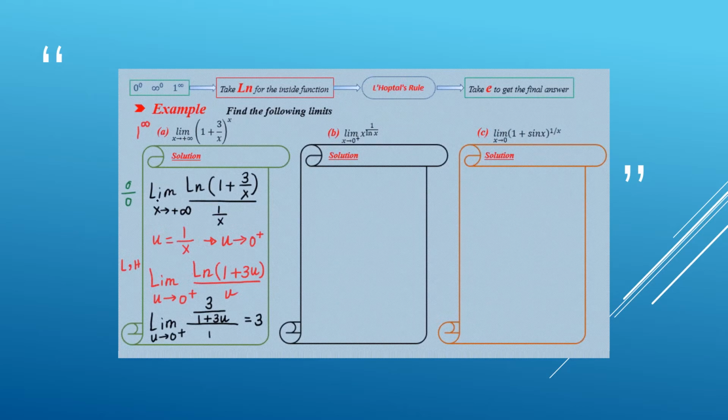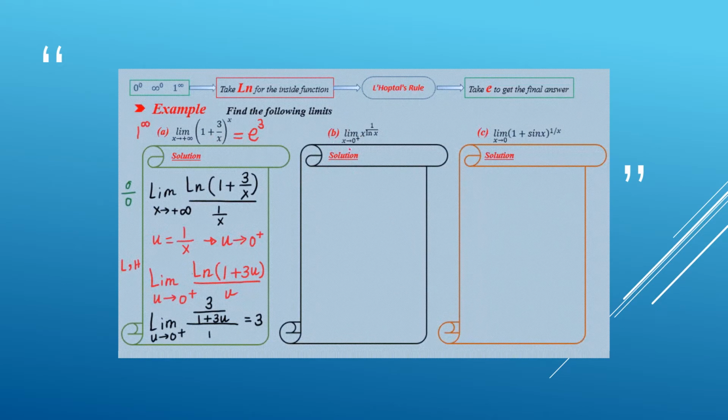This is limit of ln, the inside function. So the final step, you have to take e to get the final answer of our original limit. So this limit equals to e to power 3, and this is the final answer for this limit.